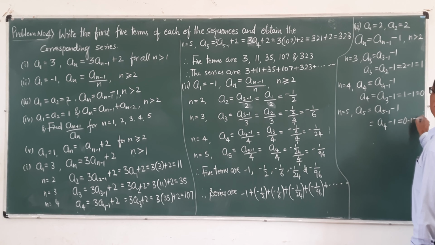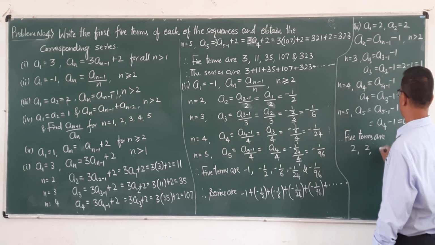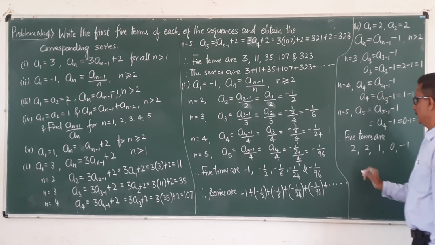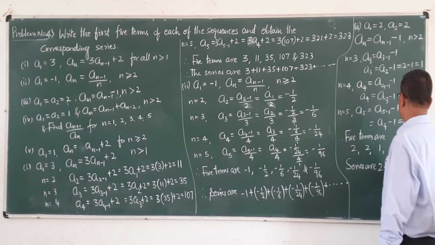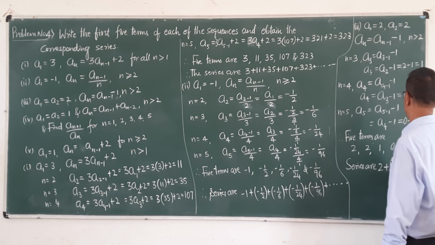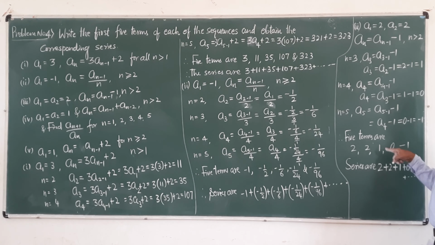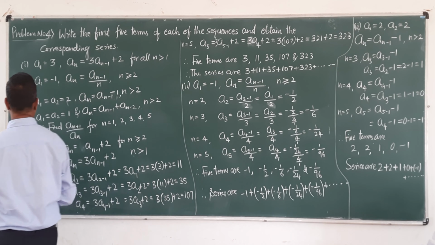We got 5 terms. Therefore, the 5 terms are: first term is 2, second term is also 2, third term A3 is 1, fourth term 0, fifth term minus 1. Then the corresponding series is 2 plus 2 plus 1 plus 0 plus minus 1 plus and so on, so many terms. Okay, this is 5 terms of the sequence and the corresponding series. Clear, students?